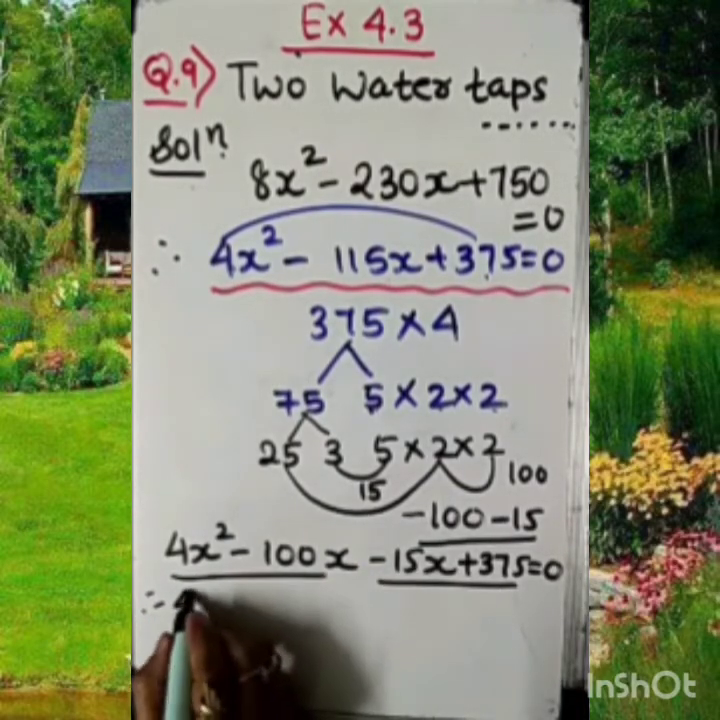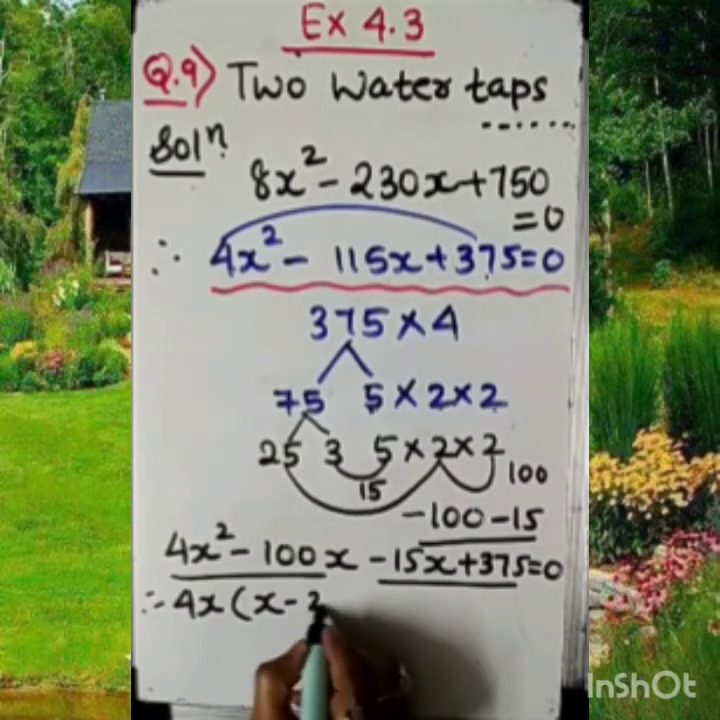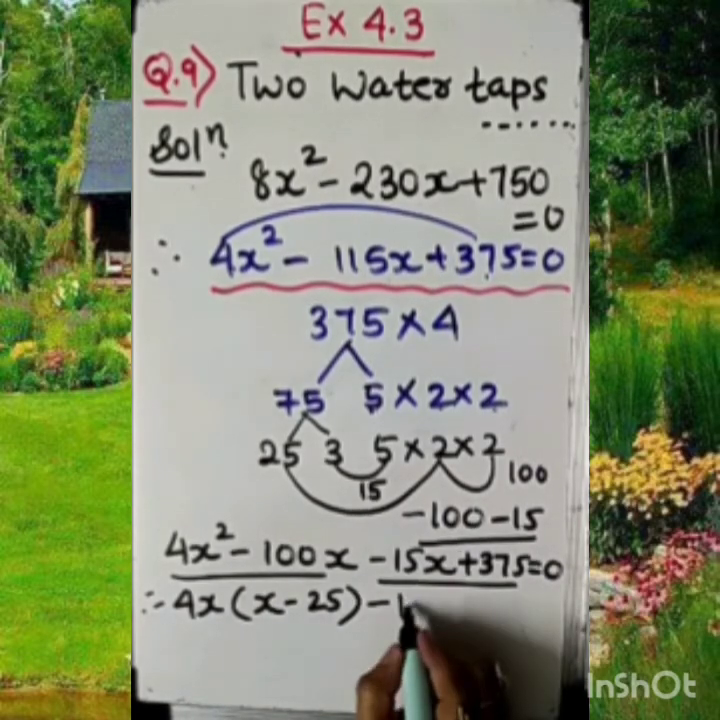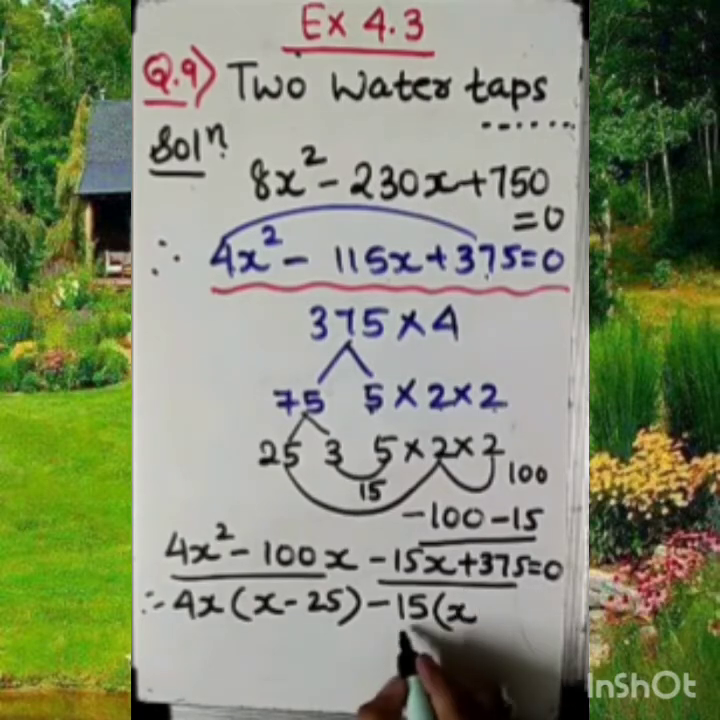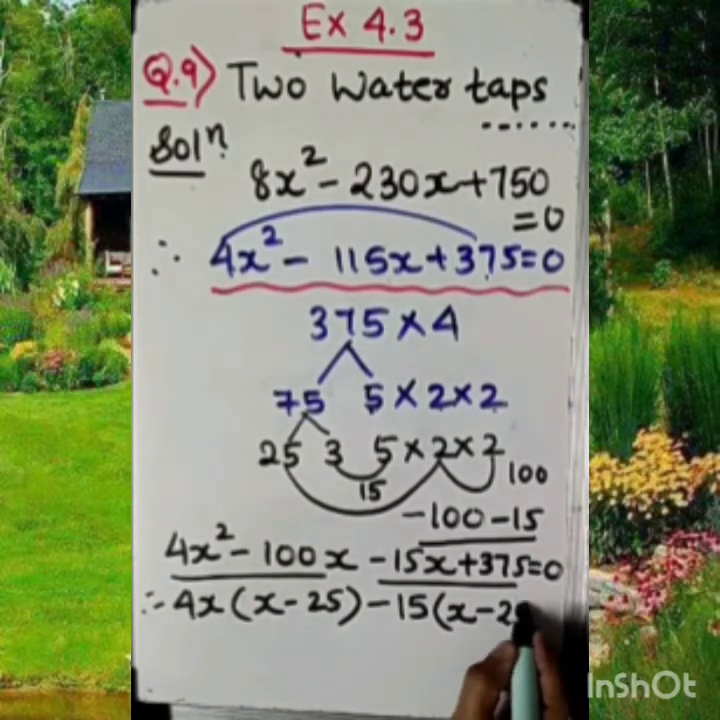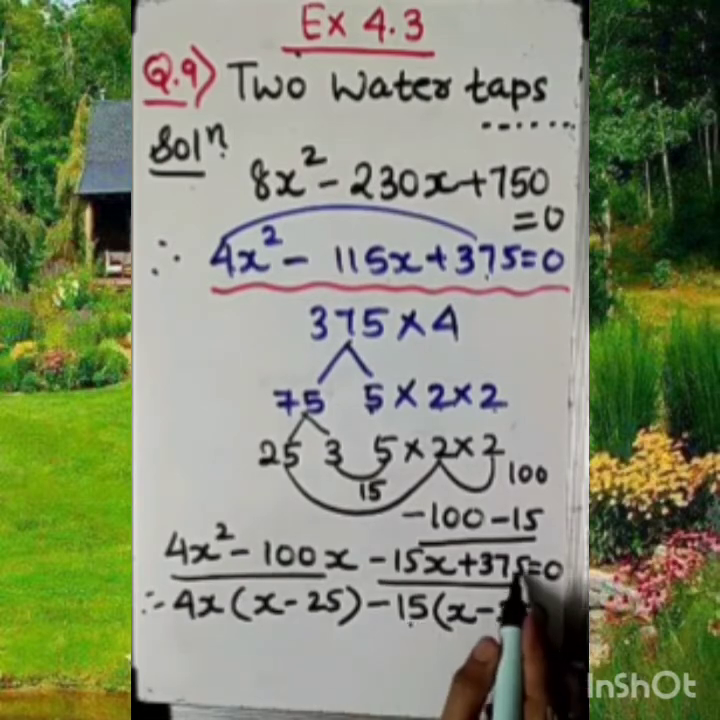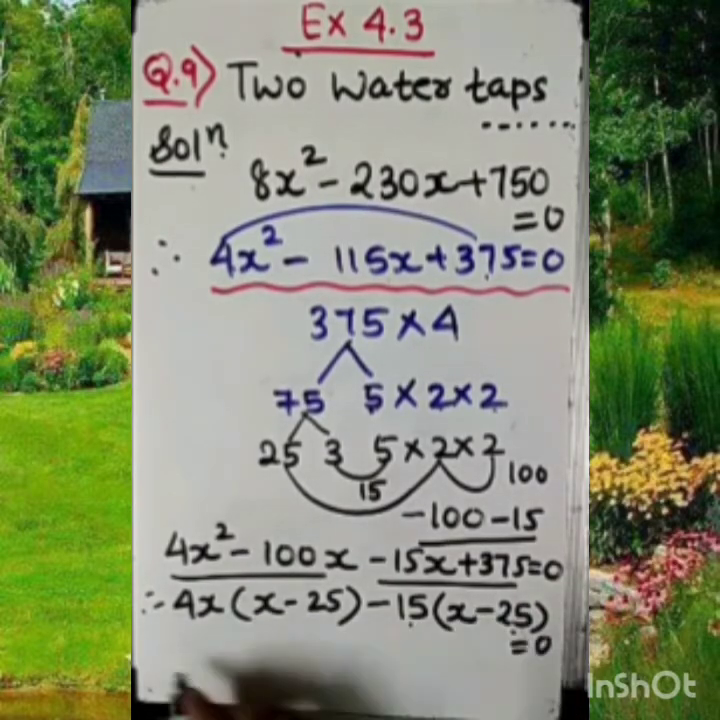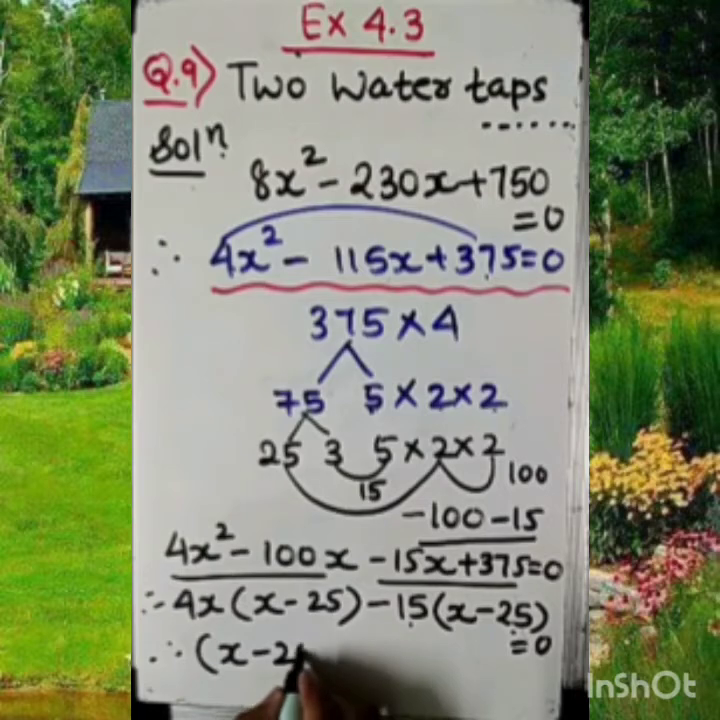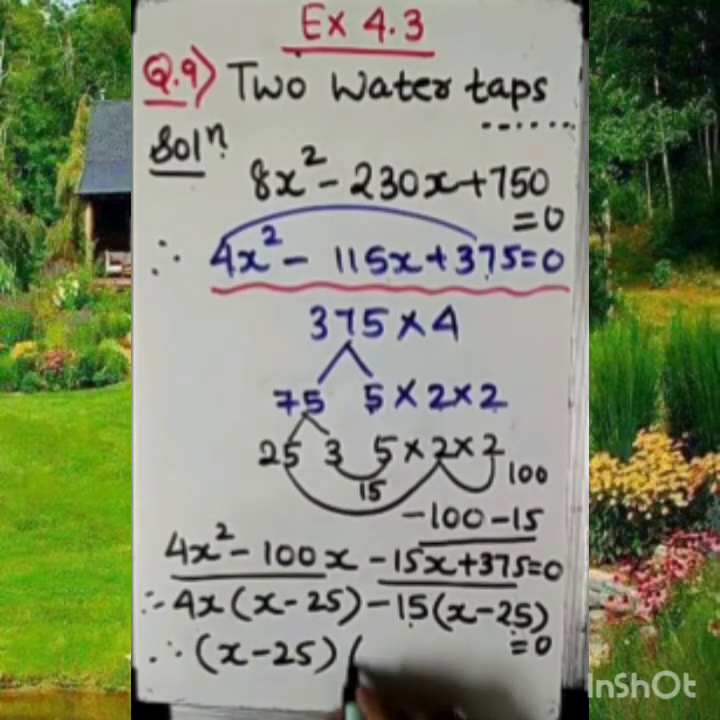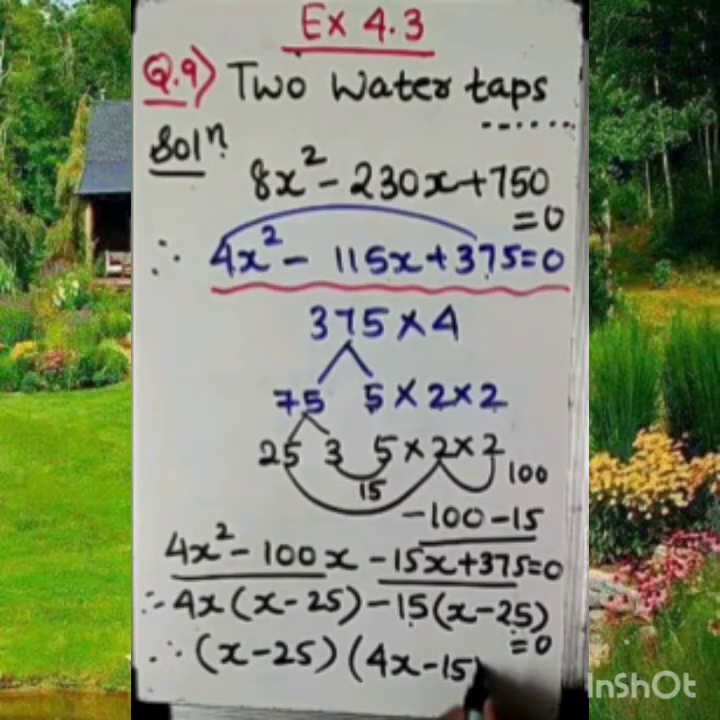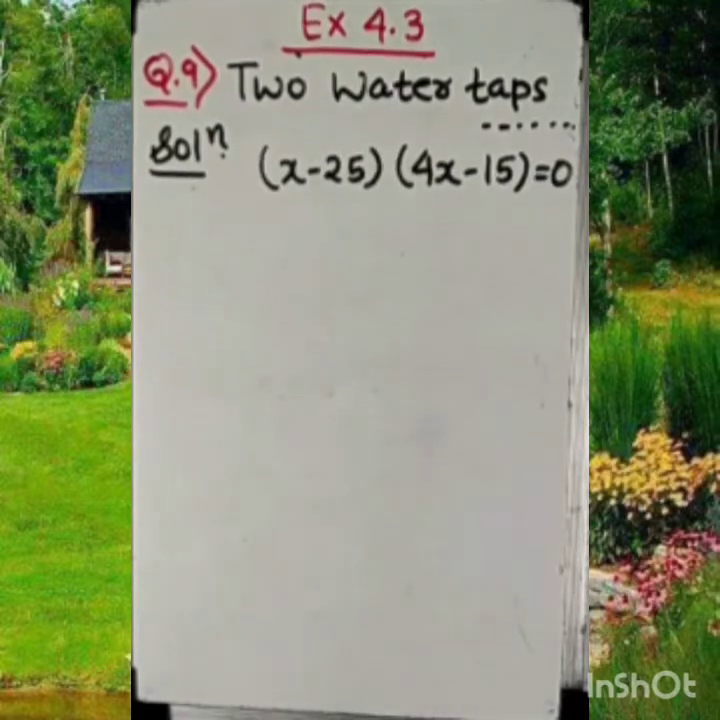Now we can take out common. Now it will be easy. 4x, so x minus 25, 4 times 25 is 100. From these two terms, 15 is common, and because of the minus sign I need to change the sign. 25 into 15 is 375. So both of these brackets are similar. So first is x minus 25 in one bracket. In another bracket, 4x minus 15 equal to 0. Clear? Now it's absolutely correct. So dear student, these two are the factors of the quadratic equation, right?